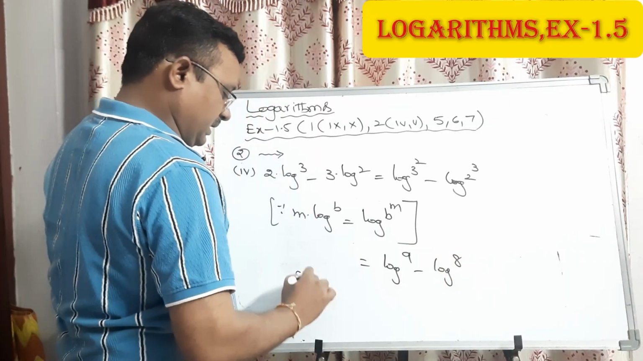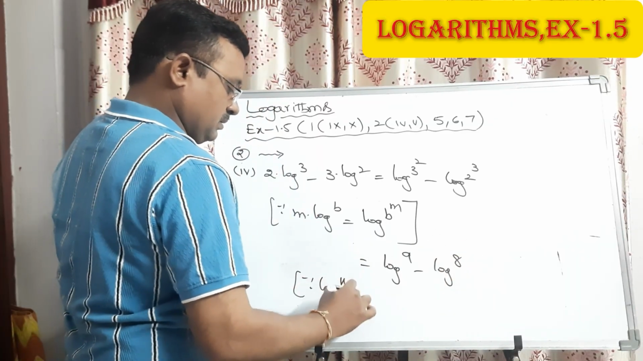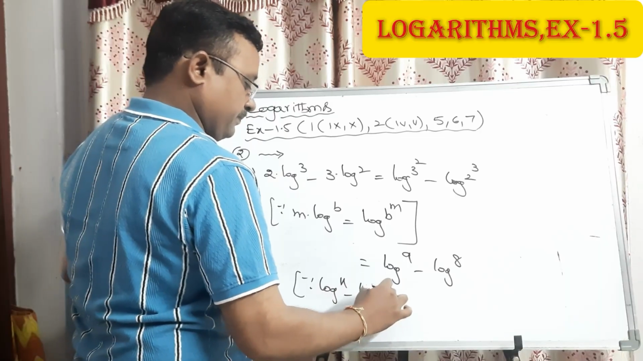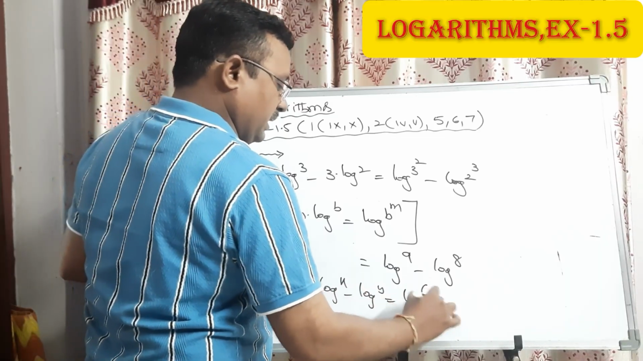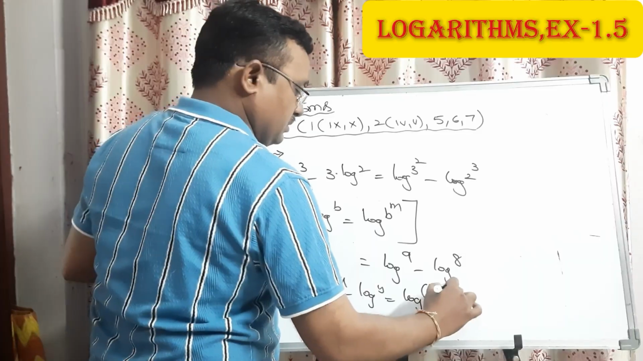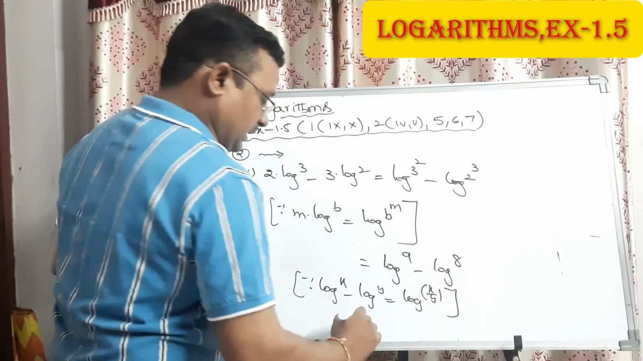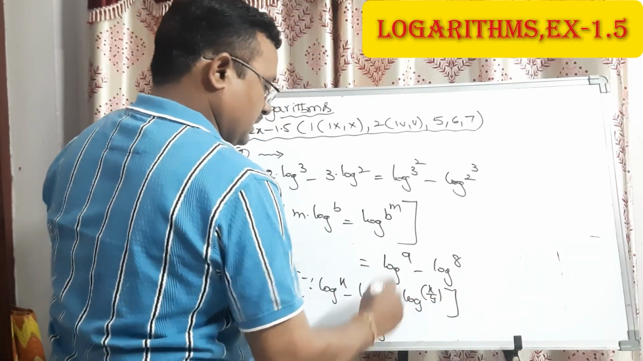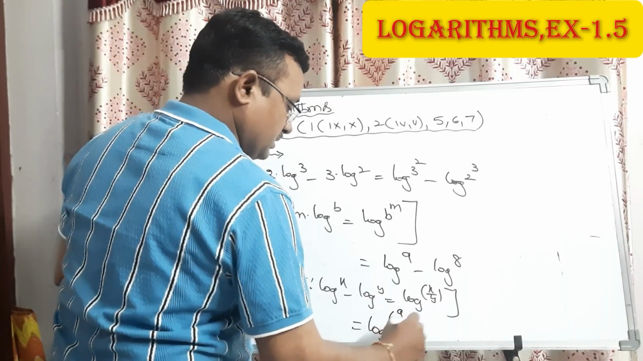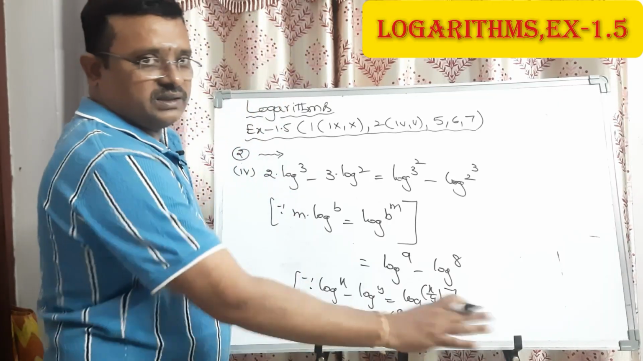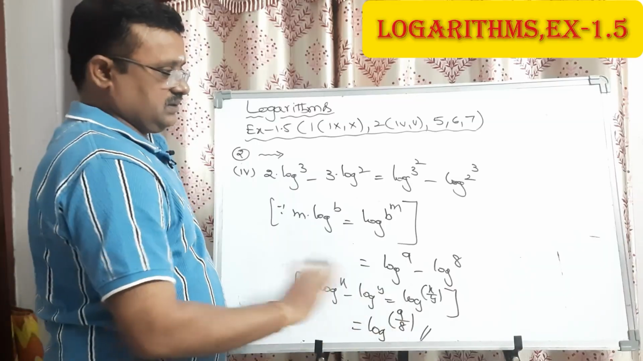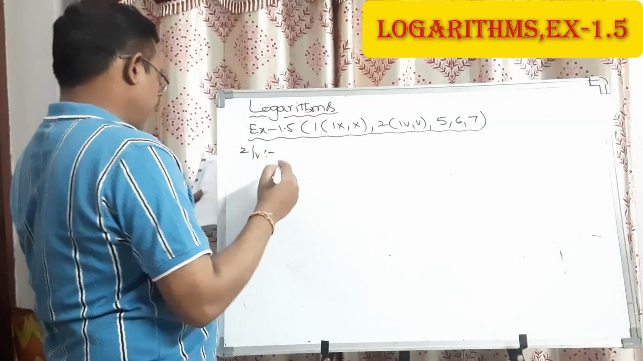Now it is looking like log x minus log y, which is equal to log x by y according to the formula. That is equal to log 9 by 8. That's it. That is the final answer. Is that clear, Anna? Right.